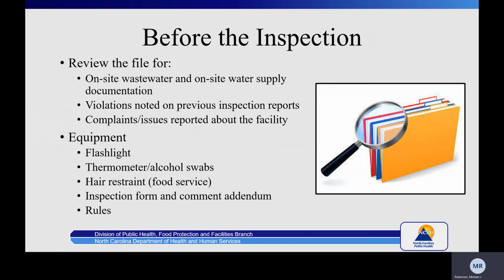So let's talk about what we need to do before we go out to do the inspection. The first thing we need to be aware of is what is in the file. If the facility is served by an on-site wastewater system or an on-site water supply, we need to look at that documentation before we go out. Where is the well? Has the well been sampled annually like it's supposed to for bacteria? And we'll talk about that in just a couple minutes. Where are the tanks for the wastewater system? Where is the drain field?